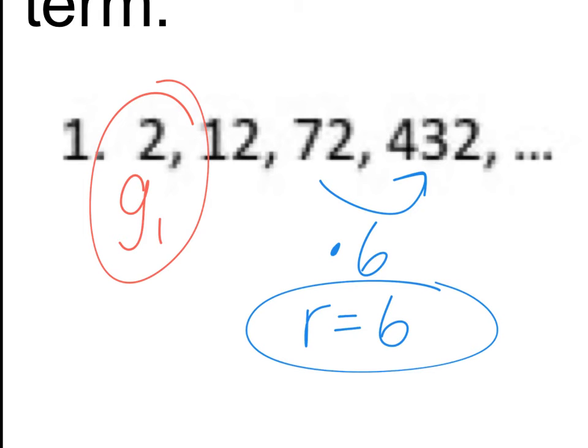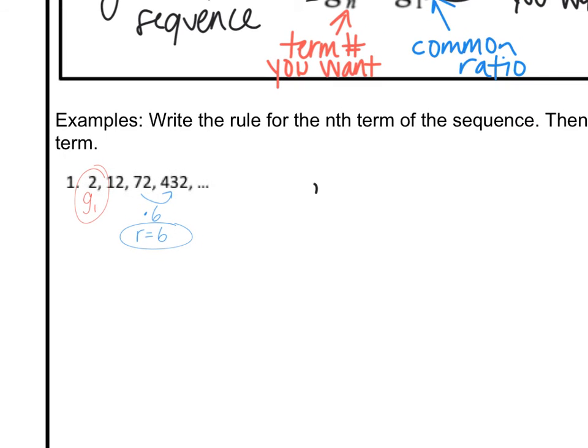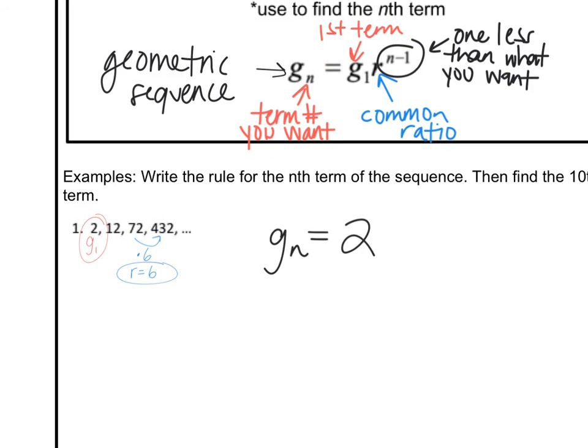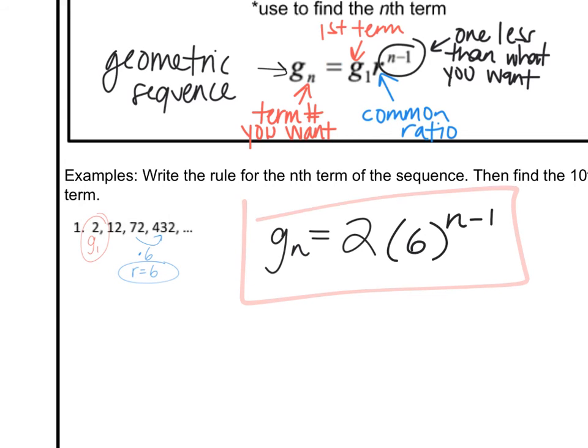Just to remind you, if it's dividing, that would be multiplying. You have to figure out what fraction it's multiplying by. Okay. To find any number n, you take the first term, 2. That goes first, and then you multiply it by 6, n minus 1 times. Okay, that's done. You got to have that.